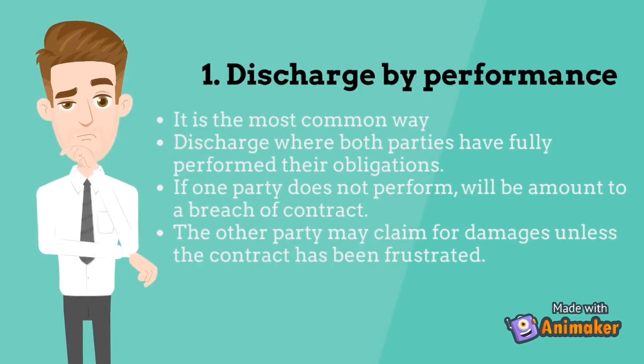It is the most common way to discharge a contract. A contract becomes discharged through performance where both parties have fully performed their contractual obligations. If one party does not fully perform the contract, this will amount to a breach of contract, and the other party may claim for damages unless the contract has been frustrated.